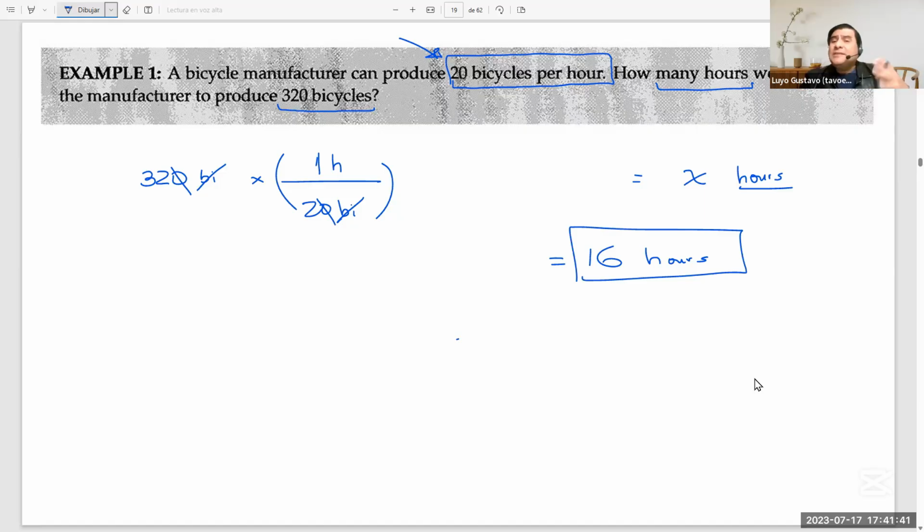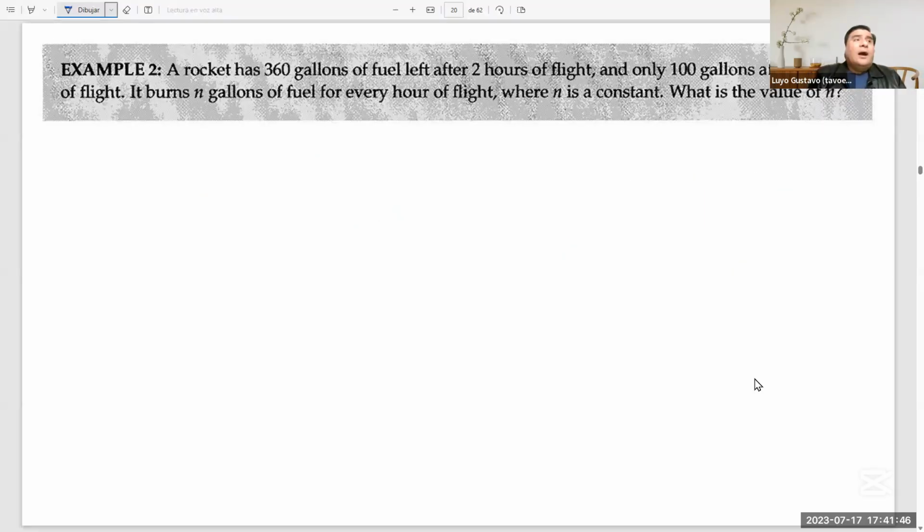Okay, this is an example. So let's try to use the same approach in example number 2. Now you will do it, okay? Example 2. A rocket has 360 gallons of fuel left after 2 hours of flight, and only 100 gallons after 6 hours of flight. It burns n gallons of fuel for every hour of flight, where n is a constant. What is the value of n? Okay, so this is the question. Let's make a pause there so you can try it.